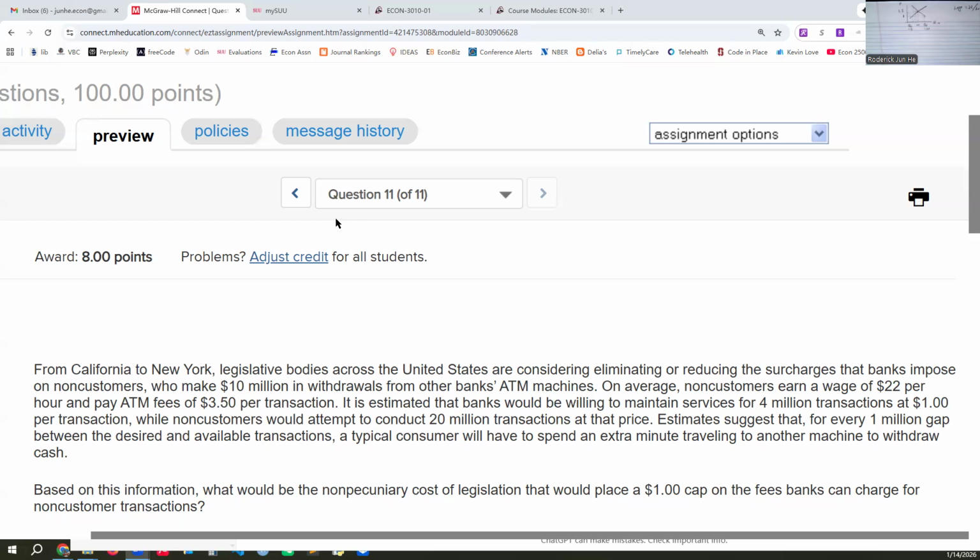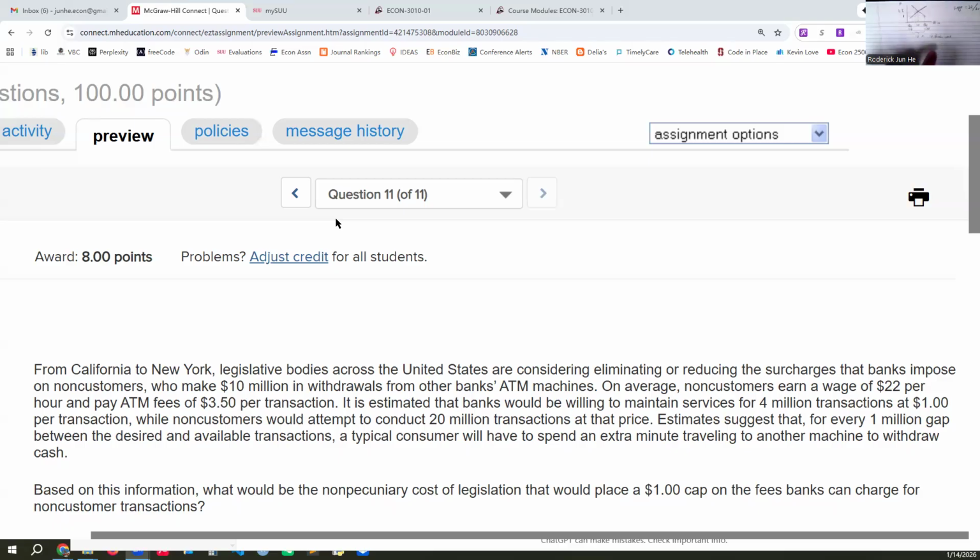Estimates suggest that for every 1 million gap between the desired and available transactions, a typical consumer will have to spend an extra minute traveling to another machine. So here, what is the gap? The gap is 16. So a 16 million gap would be converted to a 16 minute wait, right? And the question is, based on this information, what would be the non-pecuniary cost of legislation that would place a $1 cap on the fees banks can charge for non-customer transactions?